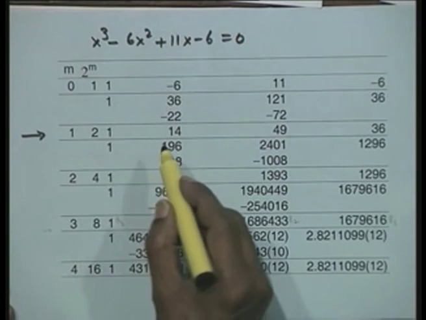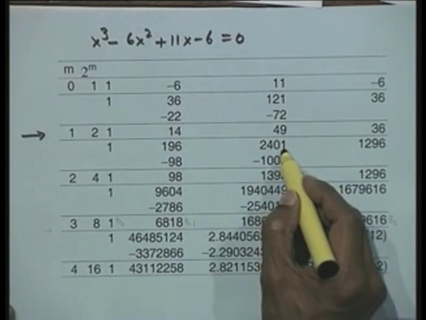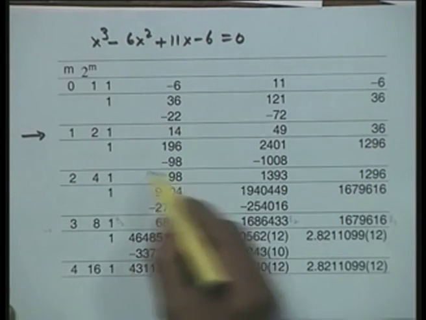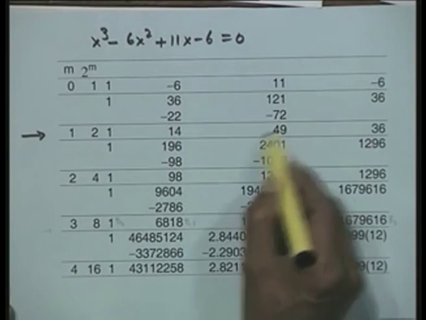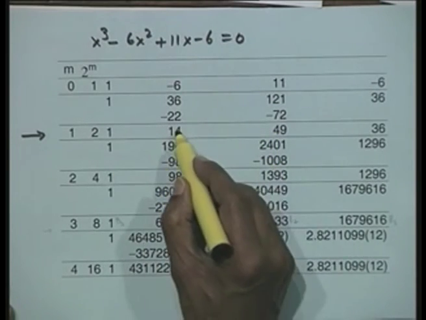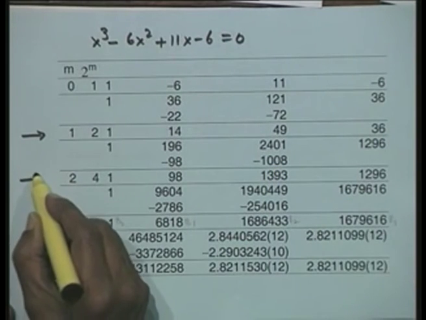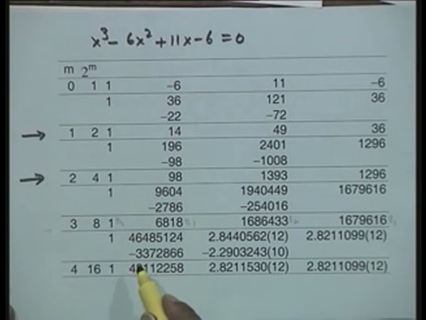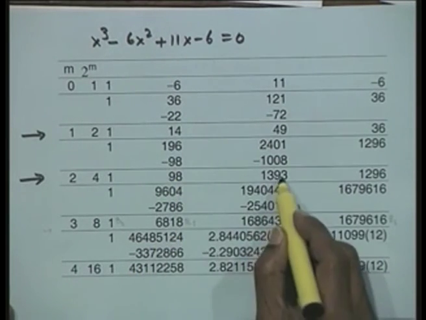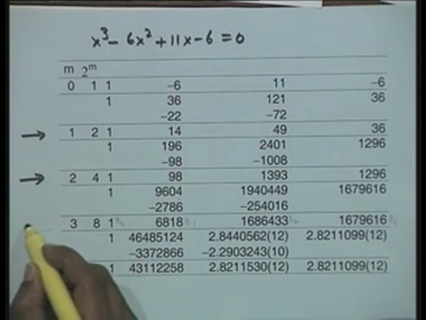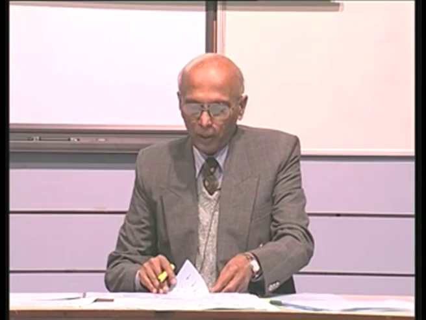Then I square this: 196, square 49, square 36. Then the cross product for this is the product of these two, 2 times 49 with an opposite sign, 2 times 14 into 36, and this is the next value. So this is your second squaring. Then I square 98, square this, and this is the fourth squaring. I will just pull it a little bit to the top.